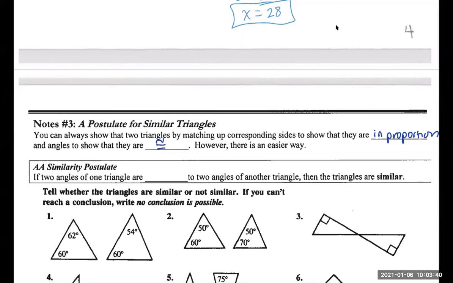Okay, but then that would mean for 2 triangles, I would have to show all 3 sets of angles are congruent and all 3 sets of sides are in proportion. So what we learned today is kind of similar to the congruence. We have some shortcuts.